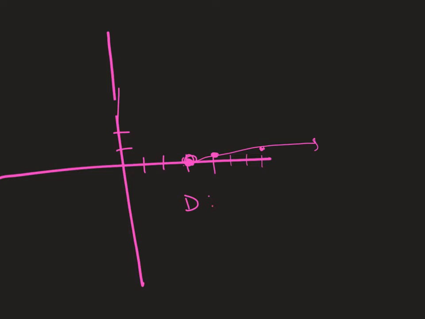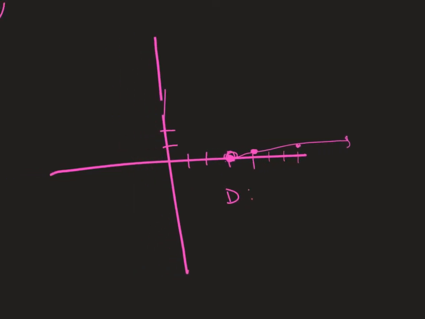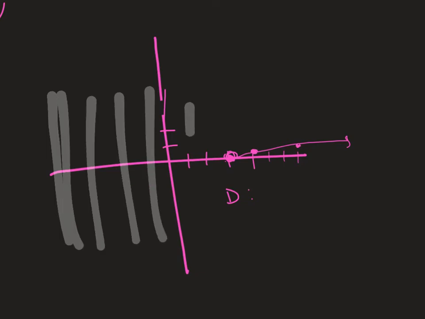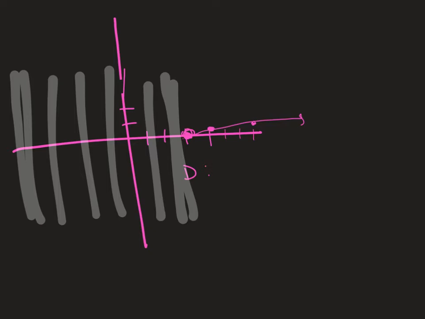What's our smallest x value? So if we start at the farthest left side, look at all of our x values, where does our graph start? 3. So our domain starts at 3 and goes to infinity.